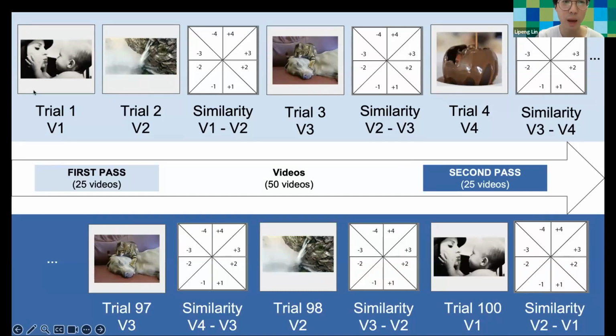Look at the diagram. The upper part is the first pass, which includes 25 videos. The lower part is the second pass, which also includes 25 videos. As you can see, the first similarity rating evaluates the similarity between video 1 and video 2, while the last similarity rating also assesses the same pair of videos, just in a different presentation order, and so on and so forth.